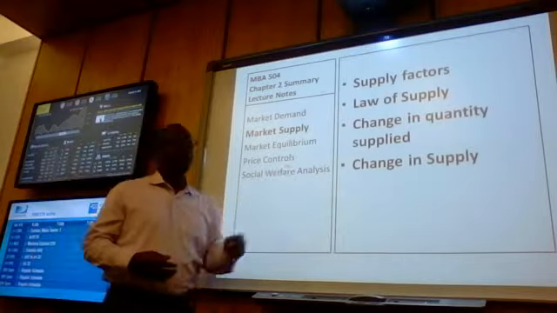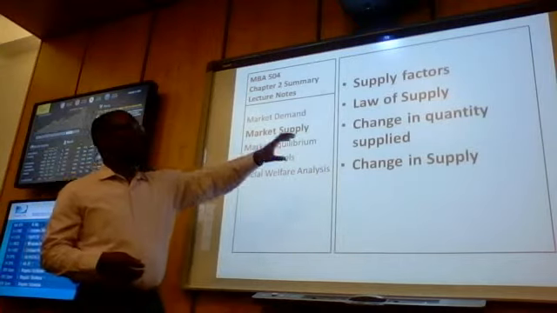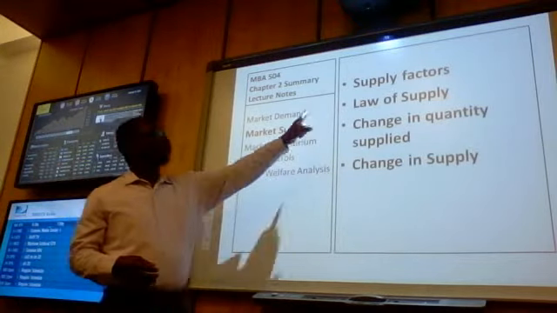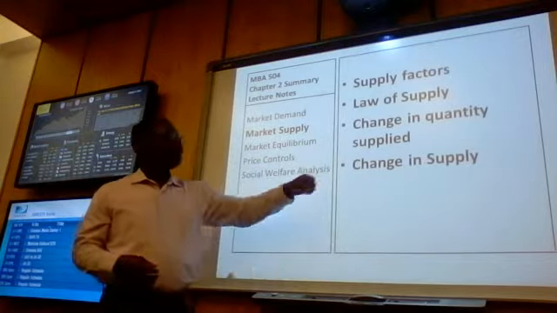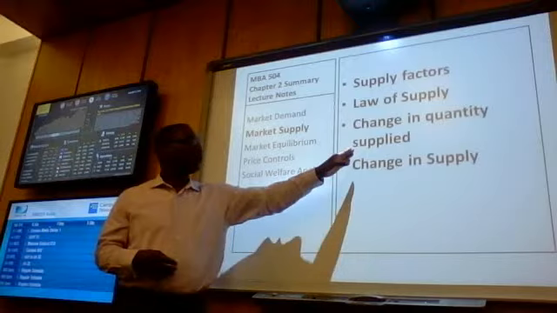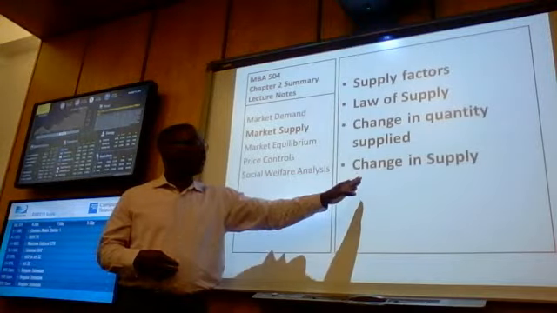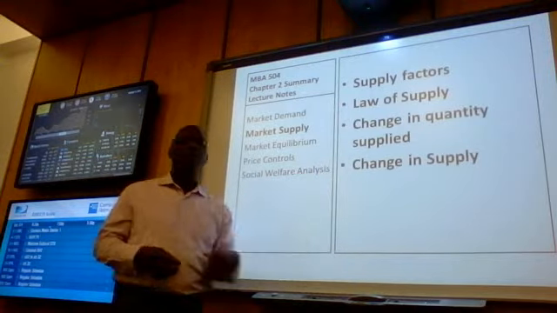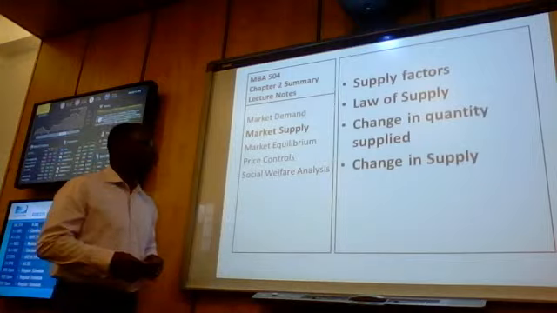Up under market supply, we're going to talk about supply factors, factors that can change supply. We're going to introduce the law of supply. And again, much like our conversation about market demand, we're going to talk about a change in quantity supplied versus a change in supply. I'm going to define all of the above, and we're going to graphically illustrate as well.